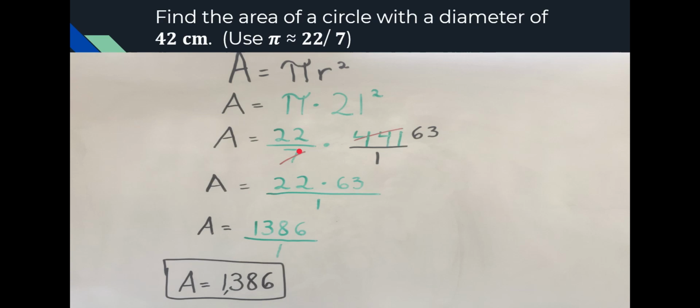Now, there's some things that we can cancel out. 7 goes into 441. How many times? 63 times. So those cancel out. And we bring the 63 in.